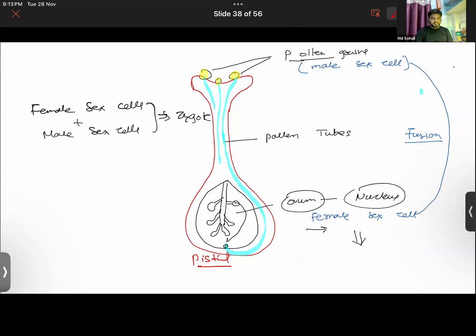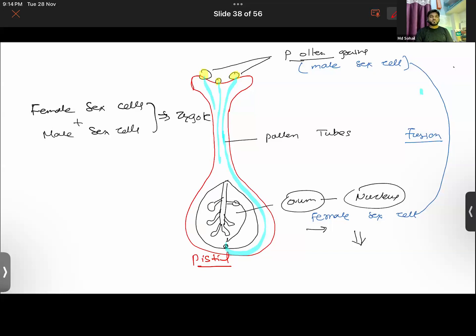Getting it, guys? I have a doubt, like only one pollen grain will reach the ovum? Exactly, only one pollen grain will be reaching here, right? That's why you get to see that there's a formation of just one fruit from a single flower. Only one fruit is formed.